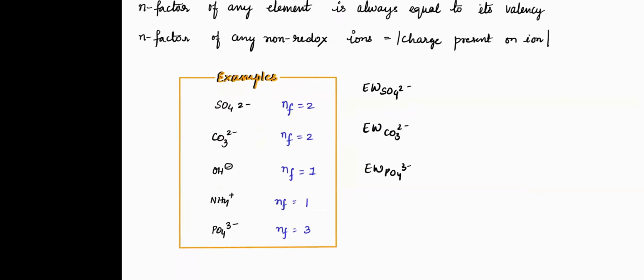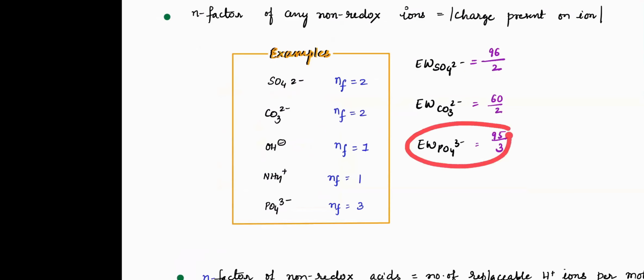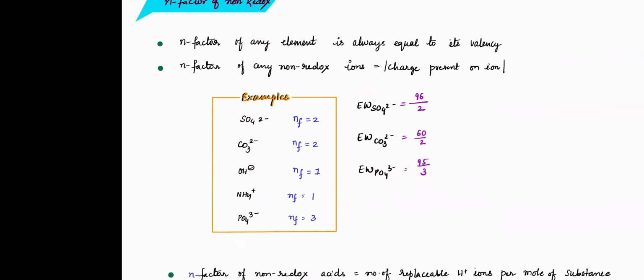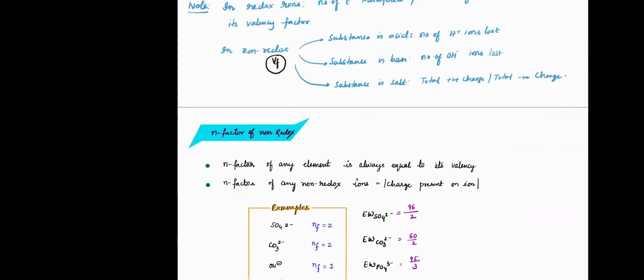So now what will be the equivalent weight? Equivalent weight will simply be equal to molar mass, which is 96 divided by 2 for sulfate, carbonate 60 divided by 2, and phosphate 95 divided by 3. So this will be the equivalent weight of various ions, anions. Clear, everybody? Okay.